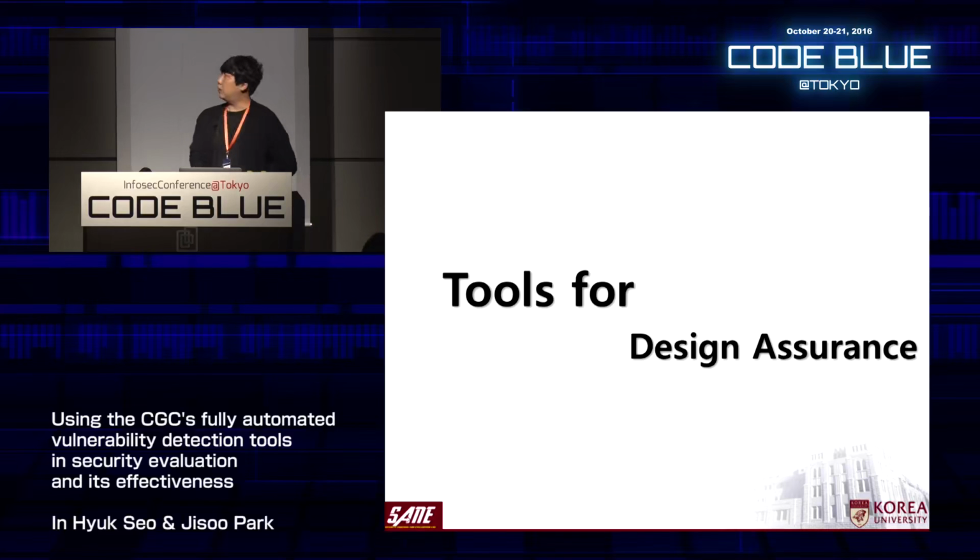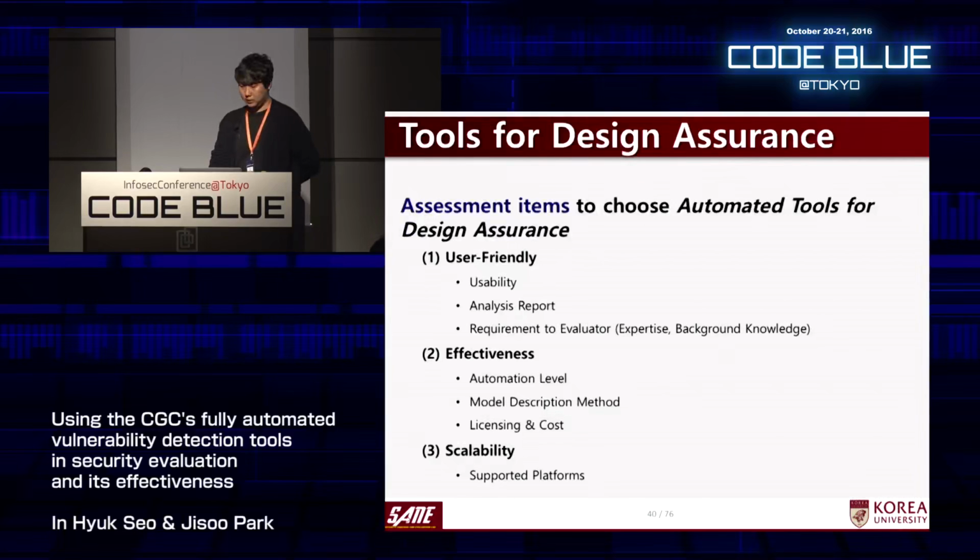First, we talk about tools for design assurance. These are assessment items to choose automated tools for design assurance. User-friendly is composed of usability, analysis report, and requirement to evaluator. Usability is just usability. In this case, we consider UI such as graphic or command line, accessibility, or how easy it is to install. Analysis report checks whether the tool provides a test report. If the tool provides the report, check that it is provided in an easy-to-understand way.